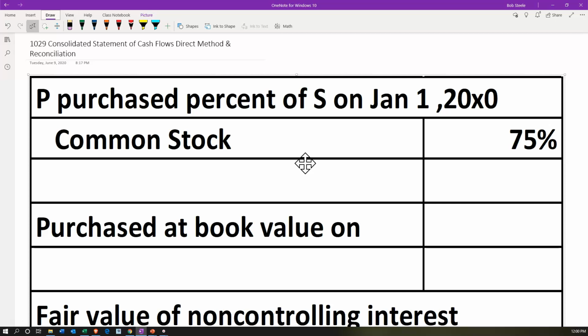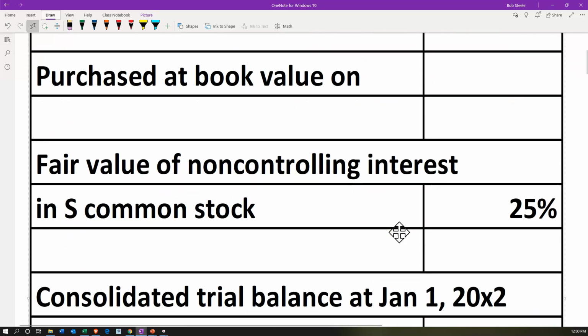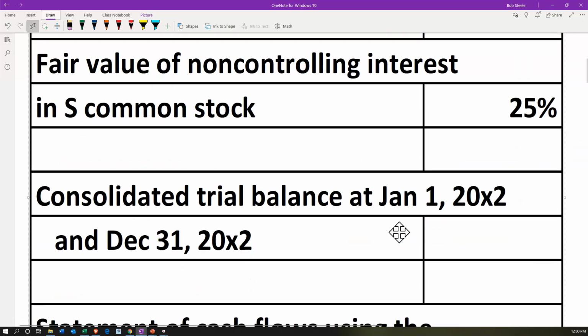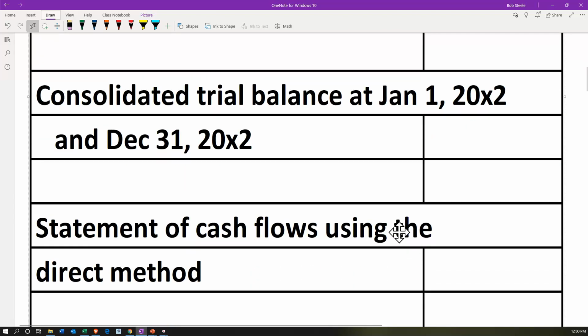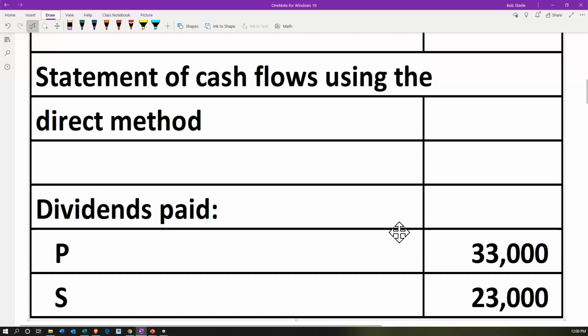So we have the information. P purchased 75% of S's common stock on January 1st, 20X0. P is going to be the parent. S is going to be the subsidiary. Purchase at book value, so we don't have any differential to deal with. Fair value of non-controlling interest in common stock, 25%. 75-25 breakout. Consolidated trial balance at January 1st, 20X2 and December 31st, 20X2. We will see those shortly, and we'll be using those to make our statement of cash flows.